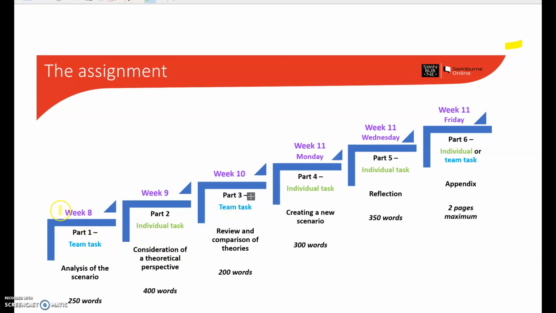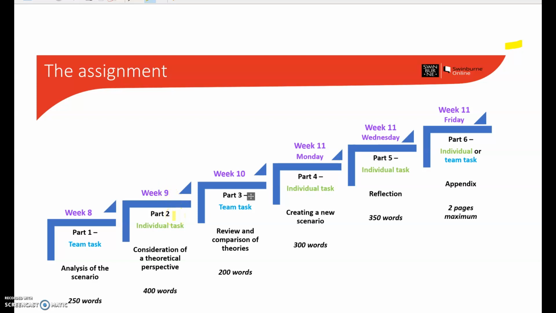So in week 8, we complete part 1. So this is what you'll do with your team. You're going to analyze the scenario. So you'll identify what are the key issues, what are the key elements, who are the stakeholders, what's not working in this learning environment. Then we head to week 9, which is part 2.